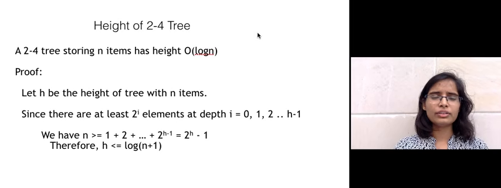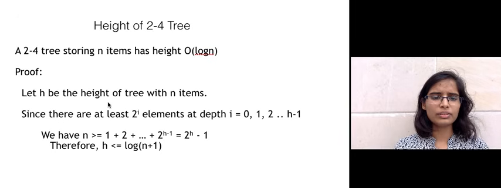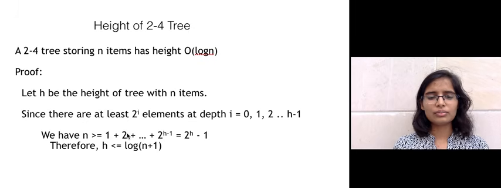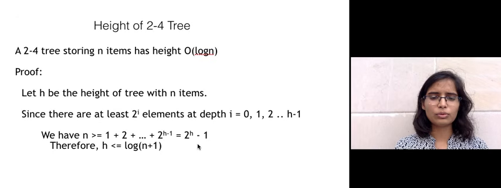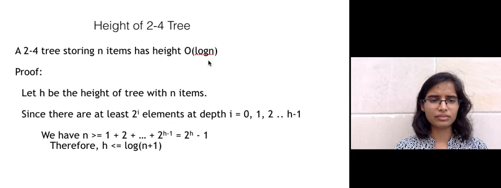The height of a tree is very important, so now we'll see the height of a 2-4 tree. It is O(log n). This is a simple proof. Let h be the height of a tree with n elements. Since there are at least 2^i elements at each depth, starting from the root at depth 0 up till depth h minus 1, the number of elements n will be greater than or equal to the sum of the elements at every level. So that will sum up to 2 to the power h minus 1. Therefore, our height will be less than or equal to log of n plus 1. Hence, our height is O(log n).